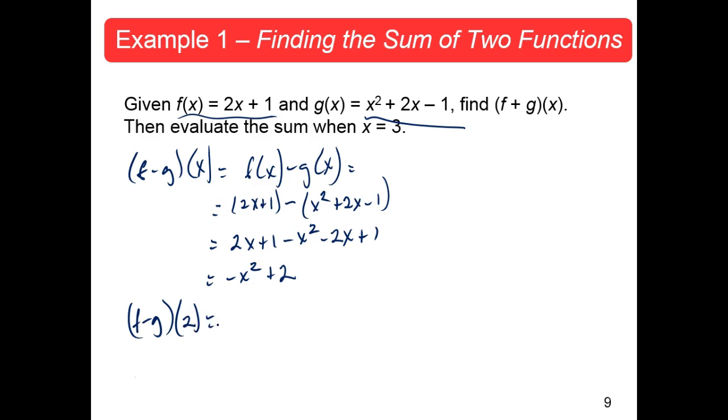What would that be? Minus 2 squared plus 2. All right, now this is an important step here. What do you do next? Negative 2 squared. That's what I'm asking. Negative 4, very good. Okay? Plus 2, and that equals negative 2.